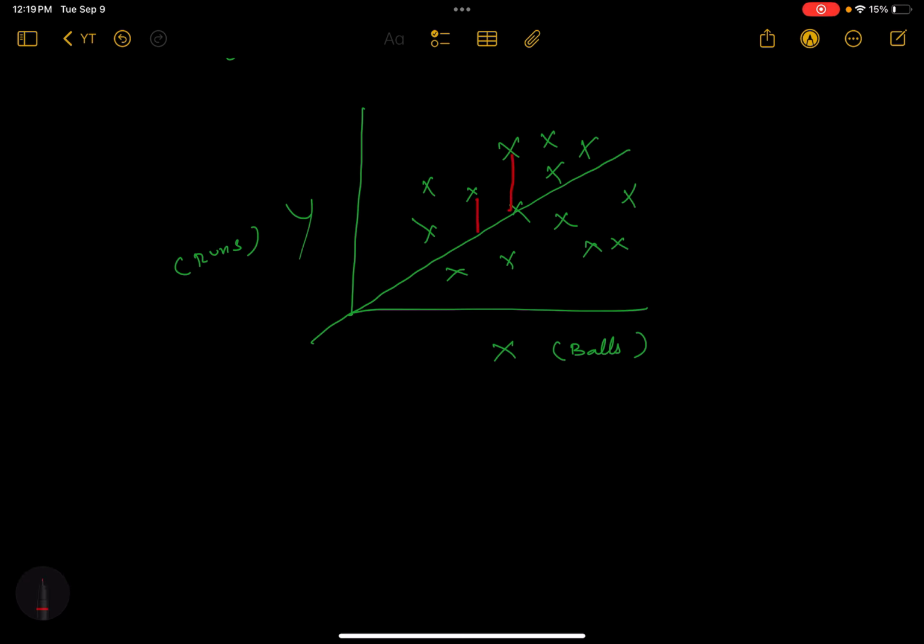So let me show you how close these dots actually are to the line. Here, here, here. This one is far, this one is closer, this one is closer, this is far, this is far, this is close. Right, you got the gist of it, right? Once we have this line, we can use it to predict the future runs. That's the whole idea of linear regression. Using this line, we'll be predicting how many runs Virat might score. I hope you got the intuition of it.